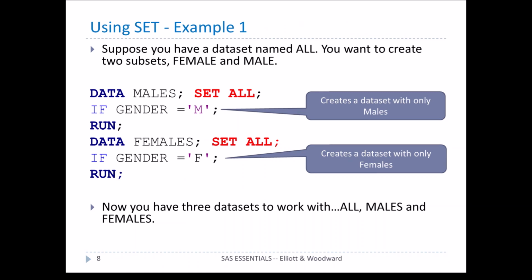Here's the code to do something similar to that. So you'll notice here it says data males; set all. So we begin with the data set called all. We create a new data set called males, and we use the if statement to limit the data that is stored in males: if gender equal M. In the same way, we could make another data set, data females; set all; if gender equal F. So now we have two different data sets, males and females, that we can manipulate. And we got both data sets from the original data set named all.